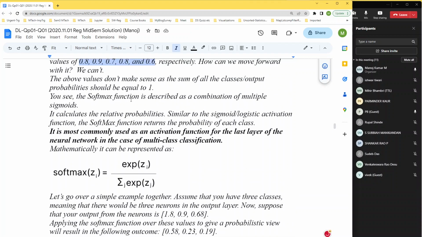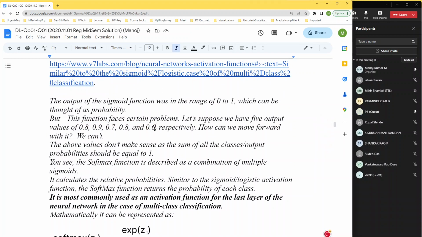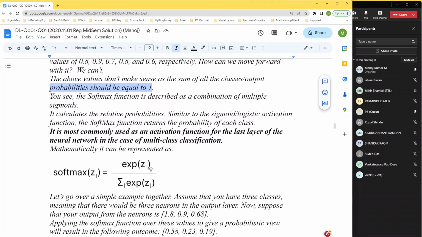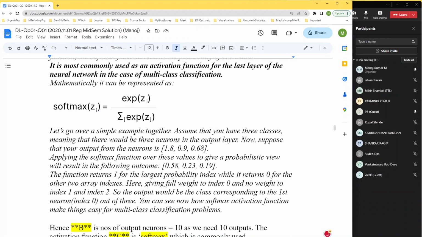Somewhere I read that if you add everything here, it will be more than one. The probabilities should be equal to one, so that's why they are making this calculation and making it 0 to 1. Each output will be from 0 to 1, and then the function returns 1 for the largest probability index, while it returns 0 for the other array indices. Only the largest one will be taken as 1. Correct, exactly my point.